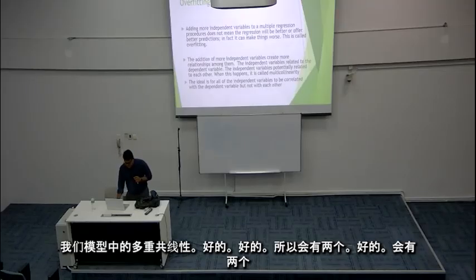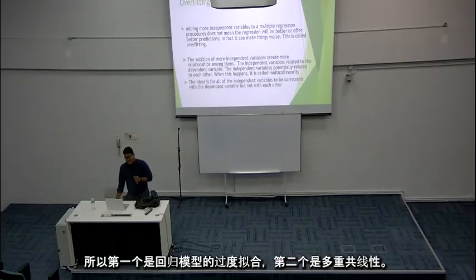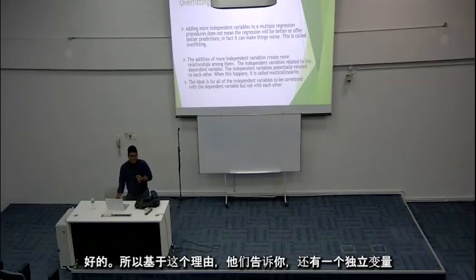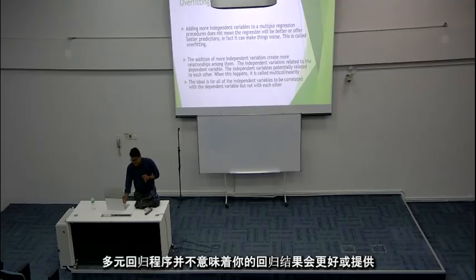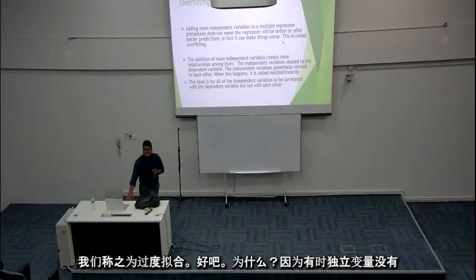There will be two problems or issues under multiple linear regression for this module. The first one is overfitting the regression model, and the second one is multicollinearity. Based on this justification, adding more independent variables to a multiple regression procedure does not mean that the regression will be better or offer better prediction. In fact, it can make things worse. For example, this is what we call overfitting.